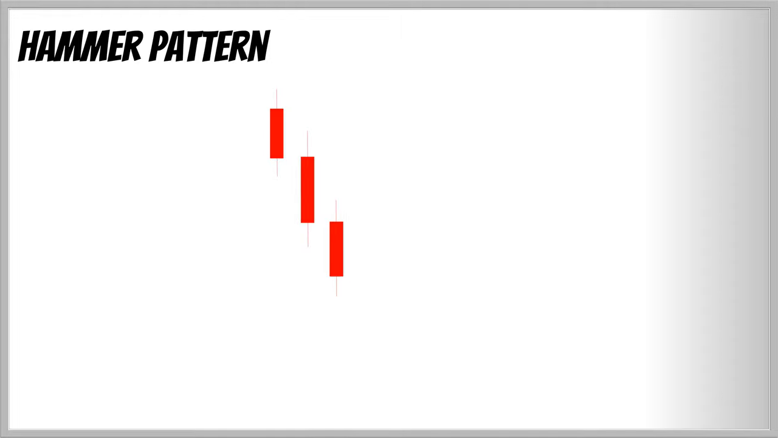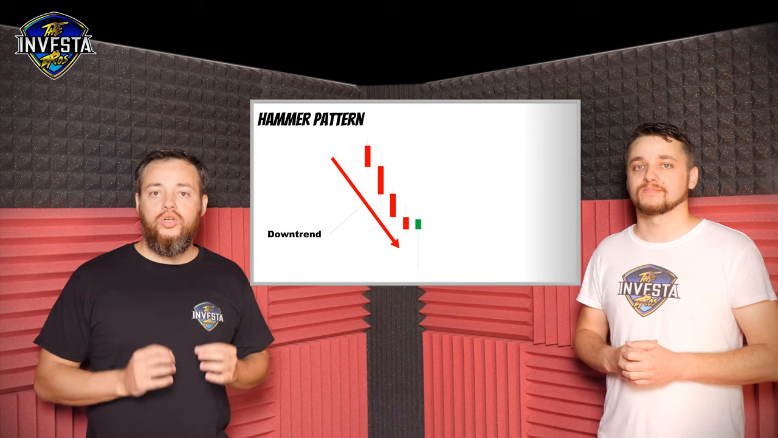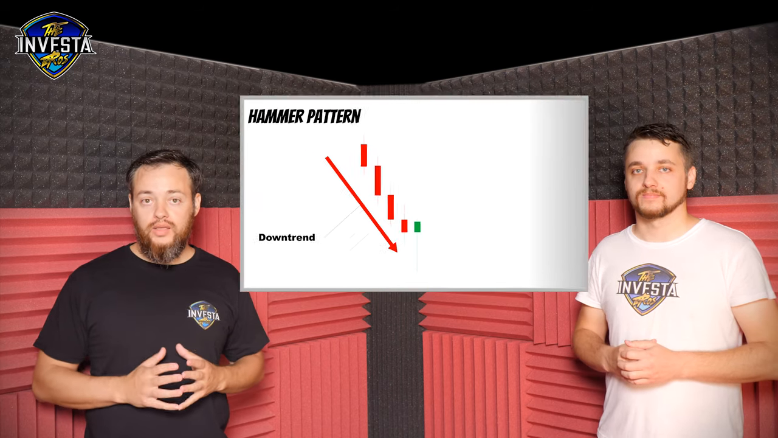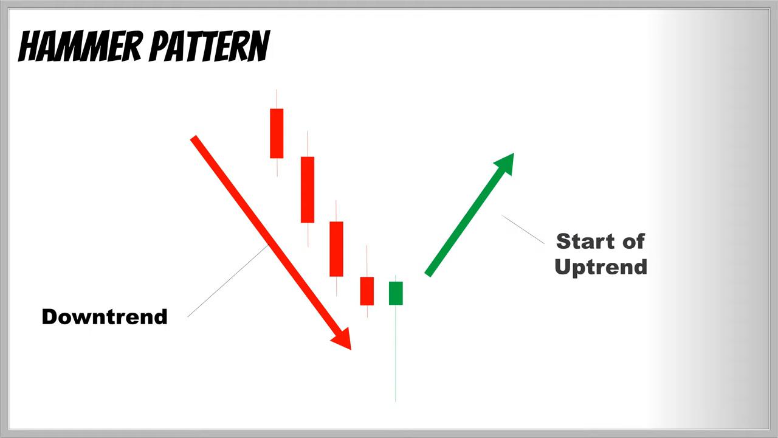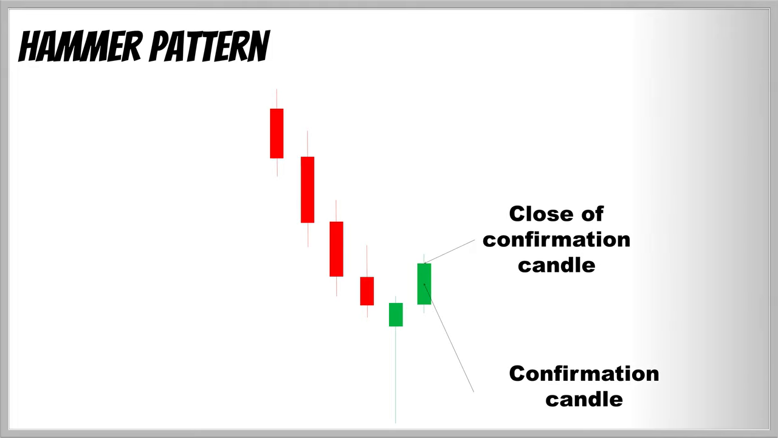Hammers are most effective when they are preceded by at least 3 or more declining candles. A declining candle is one which closes lower than the close of the candle before it. Ideally, this confirmation candle shows strong buying pressure. Candlestick traders will typically look to enter long positions or exit short positions during or after the confirmation candle.